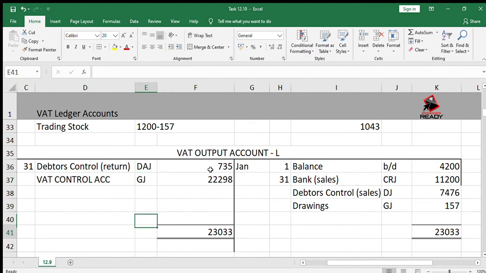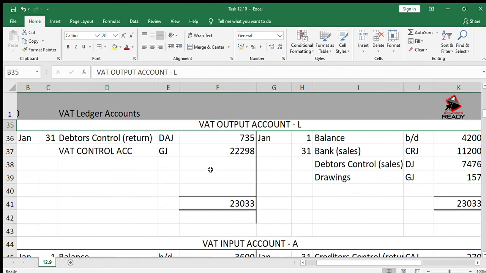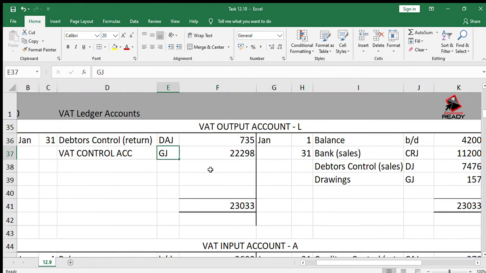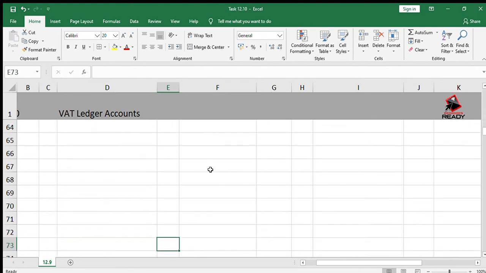So 22298 is on the credit side of the VAT output account. It will go to the debit side of the VAT control account, which we're doing in 12.10.3. So I'm just going to scroll down to it.